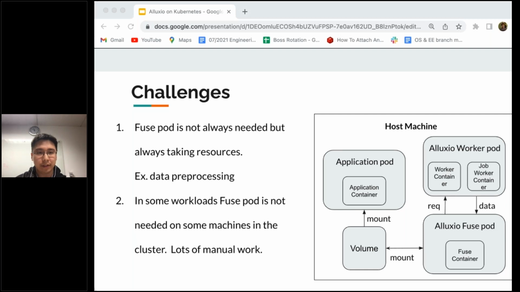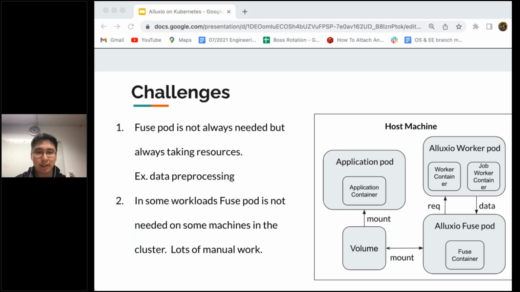However, it also faces some challenges. First, Fuse pod starts along with the Alluxio masters and workers, so it's always up and running and taking resources like CPU and memory, but it's not always needed. For example, some users reported that when they do data pre-processing, they read data from another Alluxio API, not through Fuse. So during this time, Fuse is not needed, but it's taking resources and slowing down the data preparation process.